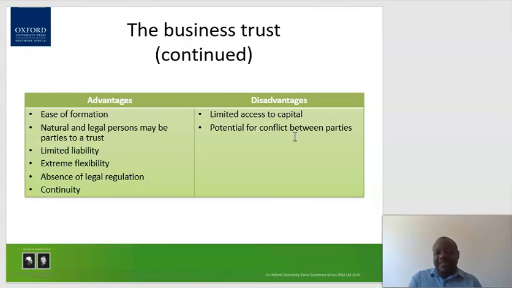Forming a trust is easy. Natural and legal persons can actually become parties to a trust. There is limited liability, extreme flexibility, and there is also absence of legal regulations. It is possible to have perpetual existence. However, there is limited access to control and potential for conflict between parties.